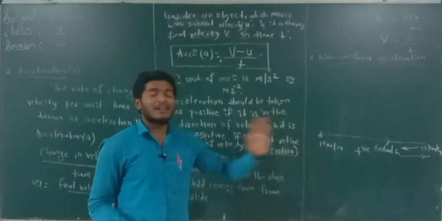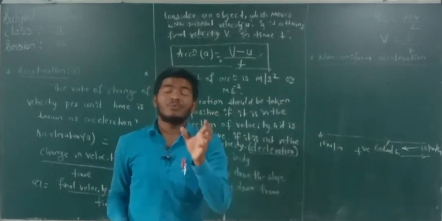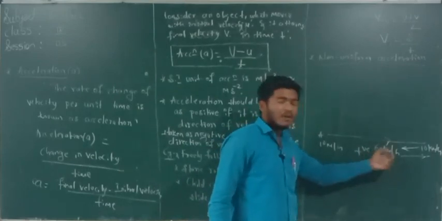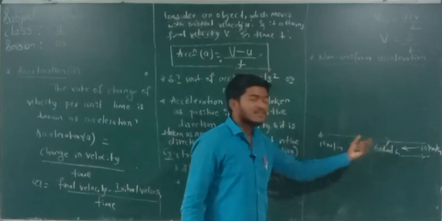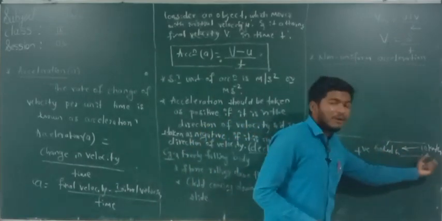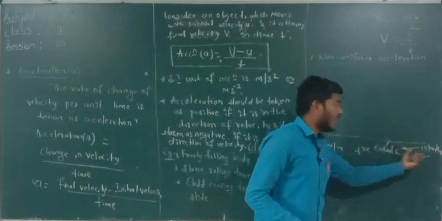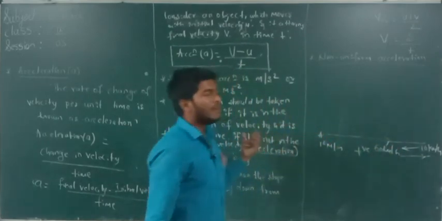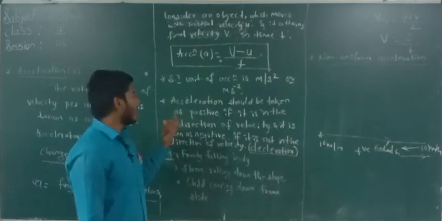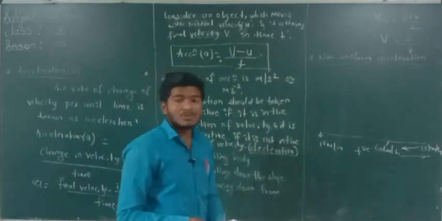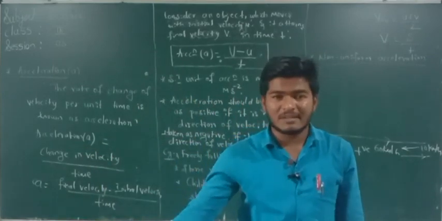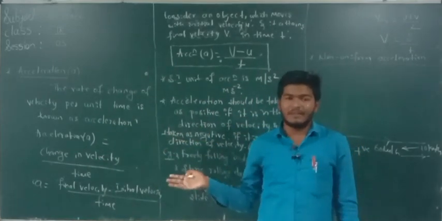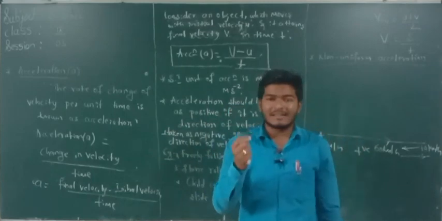In the deceleration case, when the driver applies the brake, before applying the brake the bus moves with a velocity of 60 km per hour. When the driver suddenly applies the brake, the velocity of the bus decreases to 10 km per hour. This change in the velocity is nothing but deceleration. Have you understood? It can be taken as negative. Once again I will tell you: acceleration should be taken positive if it is in the direction of the velocity, and it should be taken negative if it is opposite to the direction of the velocity, and this negative acceleration is called deceleration.